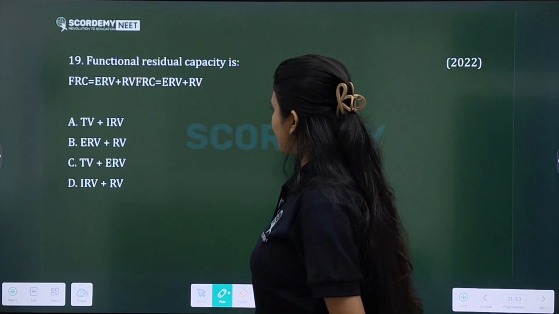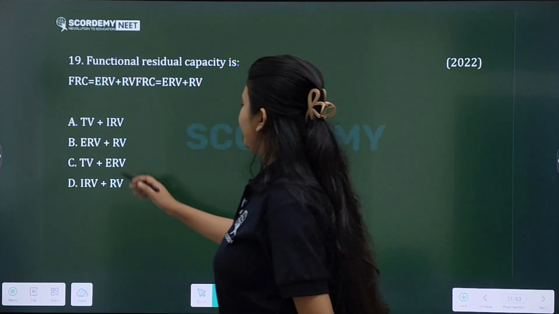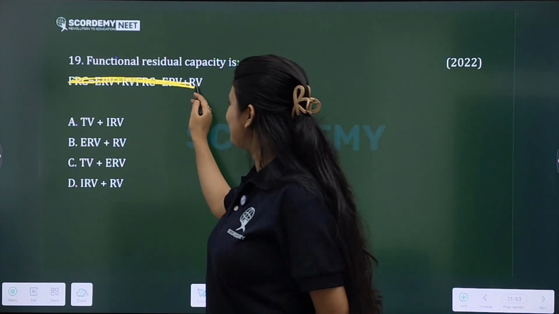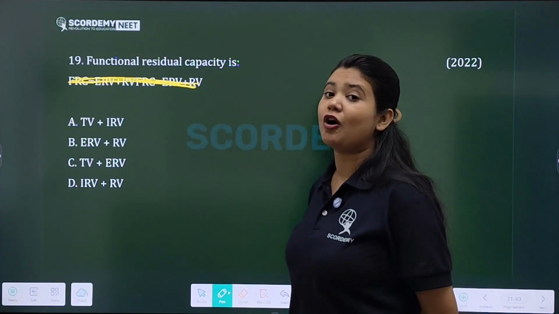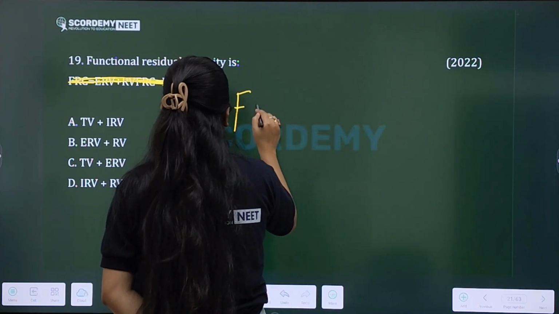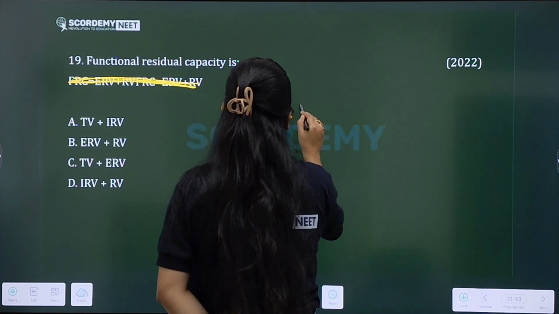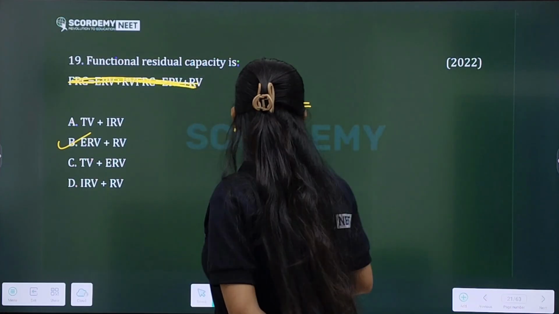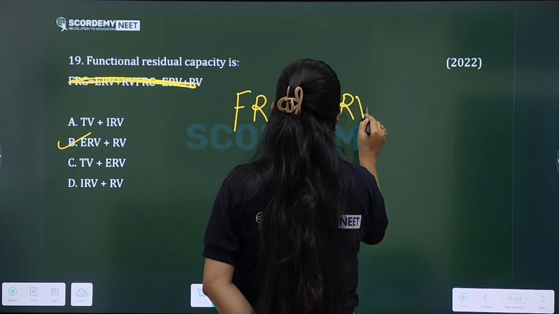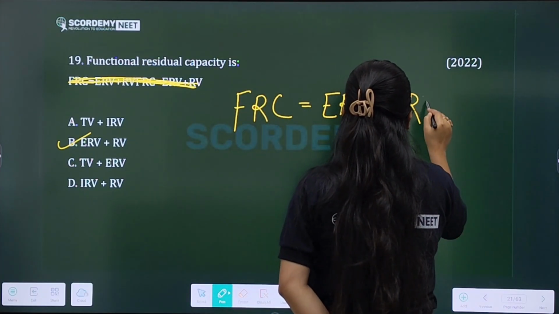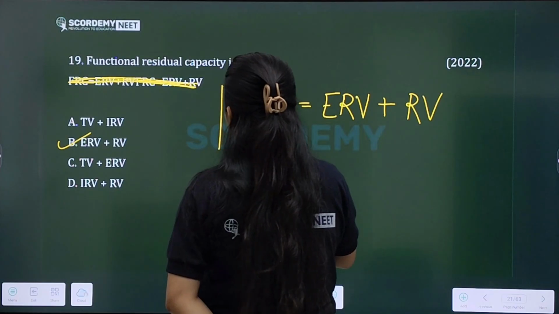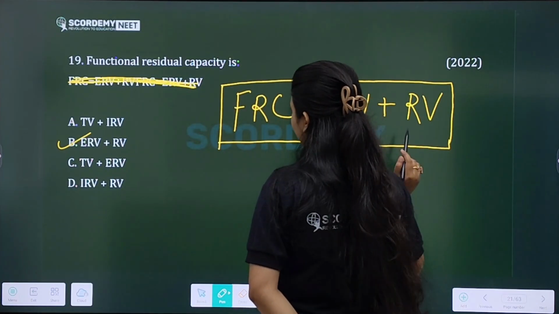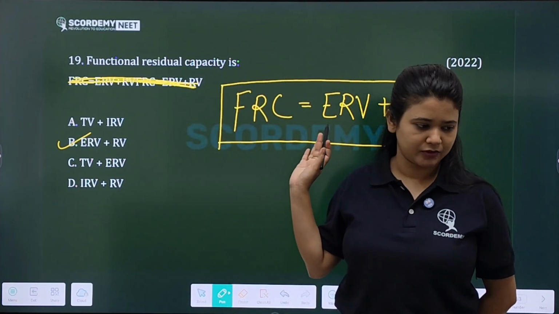Functional residual capacity is the next question. The answer is already given by mistake in the print. The formula for functional residual capacity will be option b, that is expiratory reserve volume plus residual volume. Okay, remember this formula.